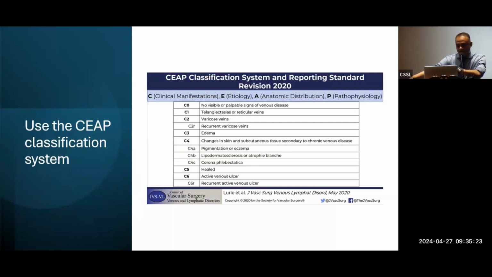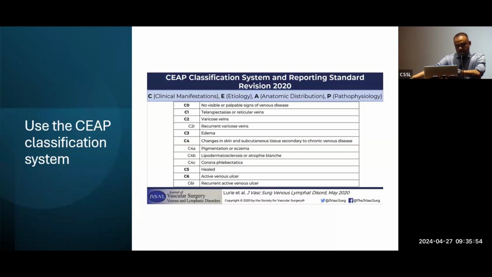So we need to know about this C0 to C6 classification. Most important ones obviously are going to be C2 onwards. C0 and C1 we hardly ever see. C1 is the telangiectasias and the spider veins that Malak was talking about, mostly the ones who come for cosmetic concerns. Unless it's cosmetically disfiguring and bothering to the patient, you don't really need to treat that.